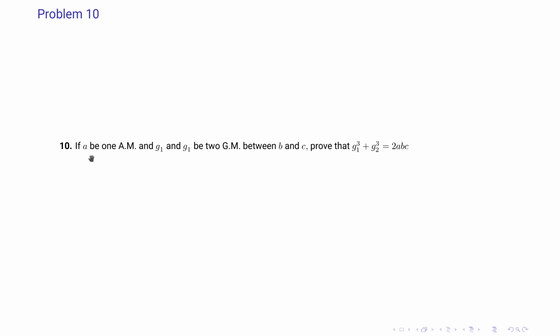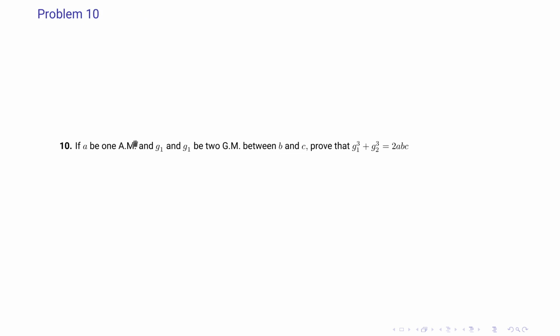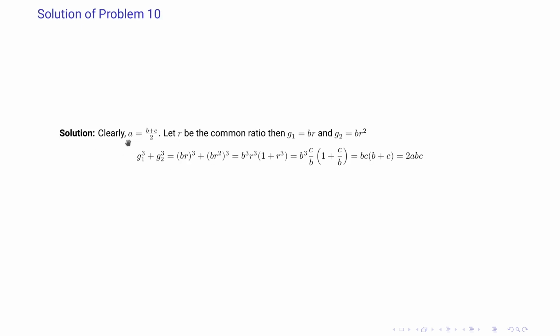Problem number 10 says that if a be one arithmetic mean and g1 and g2 be two geometric means between b and c, prove that g1 to the power 3 plus g2 to the power 3 is equal to 2abc. So a is the arithmetic mean between b and c. So a is equal to (b plus c) by 2. We let r be the common ratio. Then g1 is equal to br and g2 is br square.